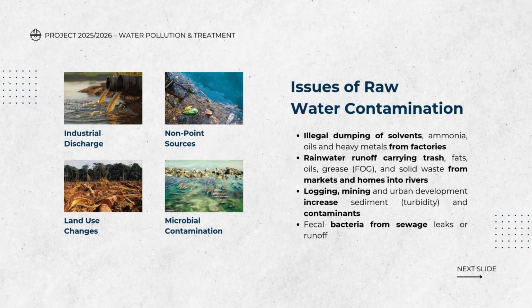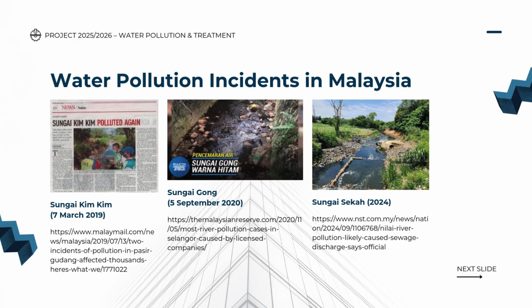Several issues contribute to raw water contamination, including illegal industrial dumping, rainwater runoff from markets and residential areas entering rivers, logging activities, mining operations, and the presence of fecal bacteria resulting from sewage leaks. Over the years, multiple cases of water pollution have been reported, notably in Sungai Kim Kim in Pasir Gudang, Sungai Gong in Rawang, and Sungai Seka in Nilai.